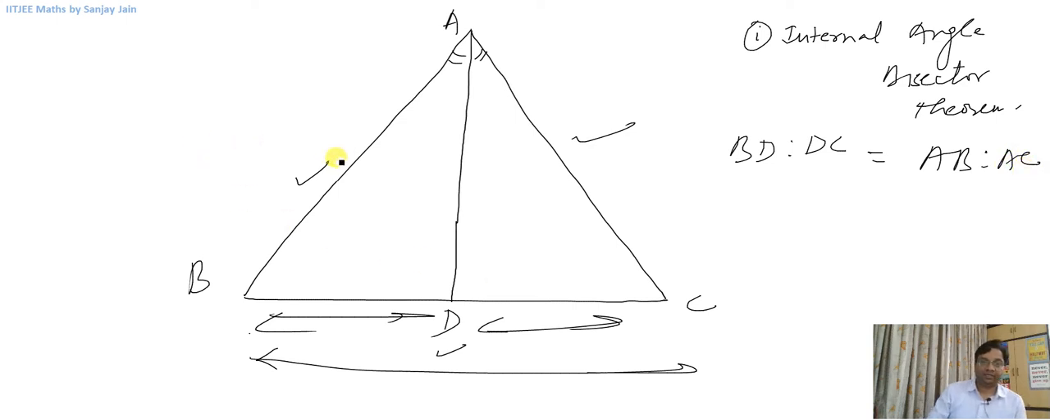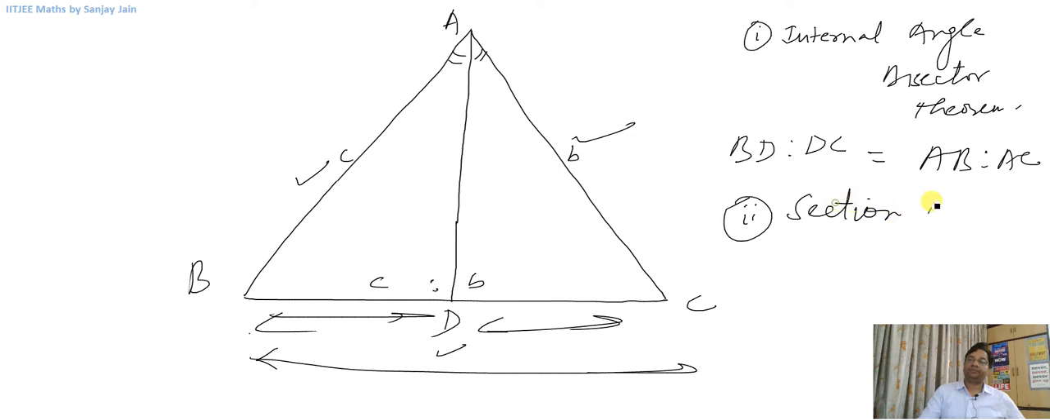right? So if I write these in the length terms, for example, this length is small c, this is small b, then I can say that BD is to DC is c is to b, right? This is the internal angular bisector theorem. I hope everybody is comfortable with this theorem. Another thing that I'm going to use here is the section formula. Then I will easily find the coordinates of the incenter of this triangle. Okay, so let us try and do that.